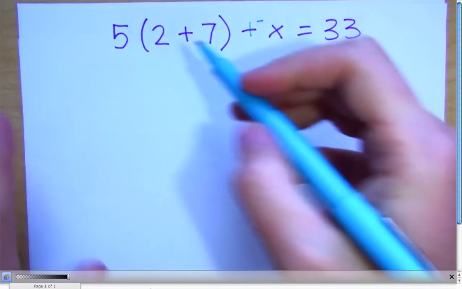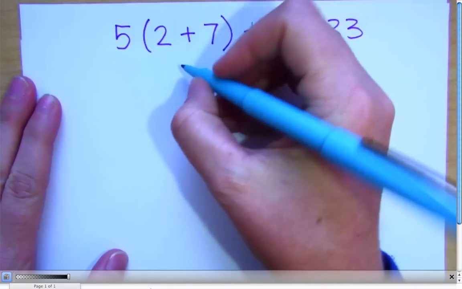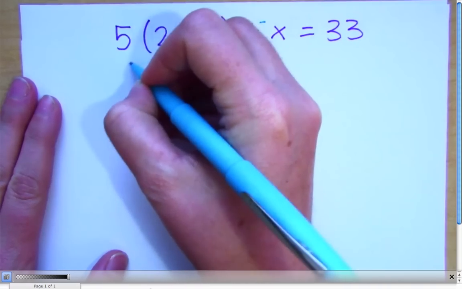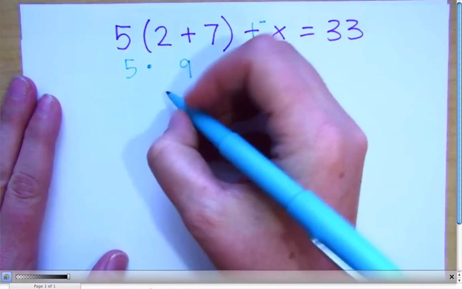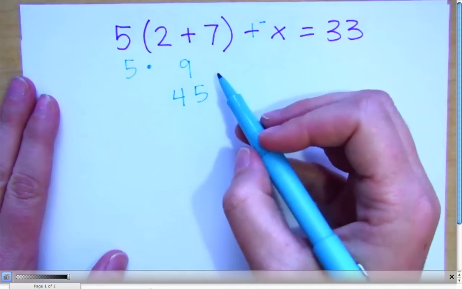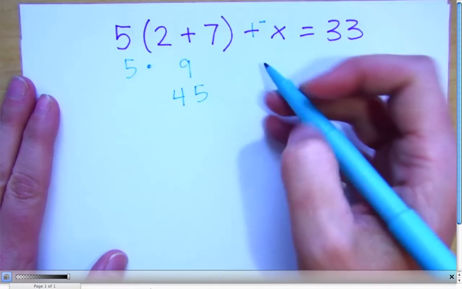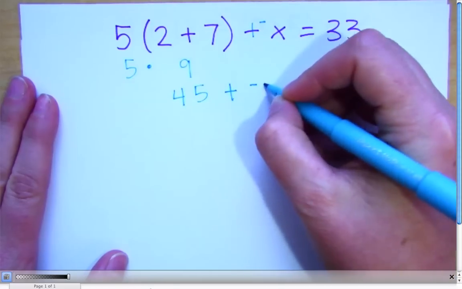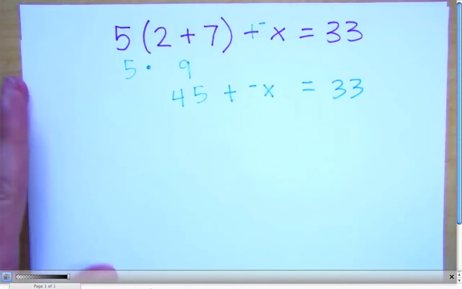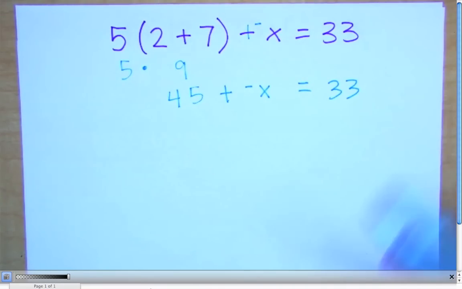In this case, we have our 7 plus our 2. I can combine that to a 9. It's being multiplied by this 5 over here, so I'm going to go ahead and do that. So that's 45. So all of that we just combined to 45 was being added to negative x, and it all equaled 33. At this point, I'm done simplifying.